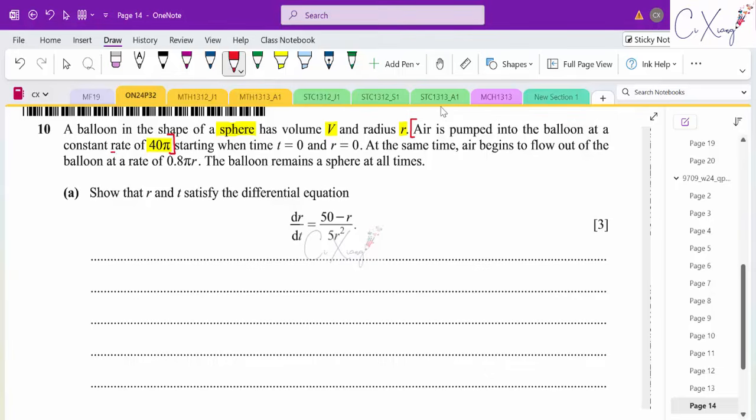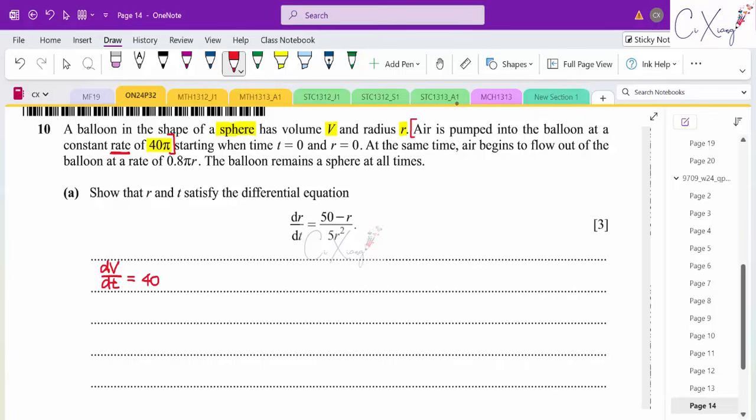Okay, so you see the keyword rate. When we are having anything about the rate, right, it is actually the rate of change. So when we are having the rate of change, basically we are having something over dt, over the time. Alright, and for this particular phrase here, they are talking about the air is pumped into the balloon. So how do we actually measure the air? The air is actually in volume, right? So we are going to have dV over dt, and it is at a constant rate of 40 pi.